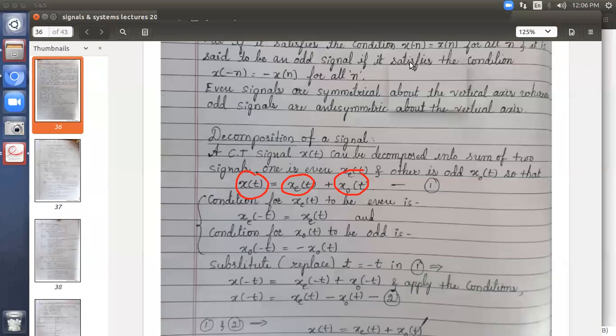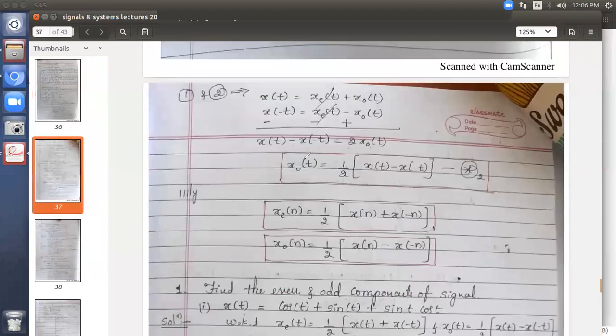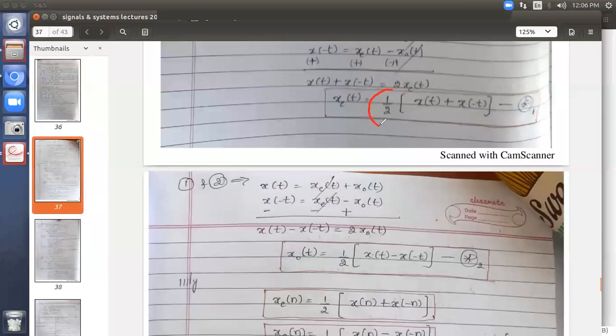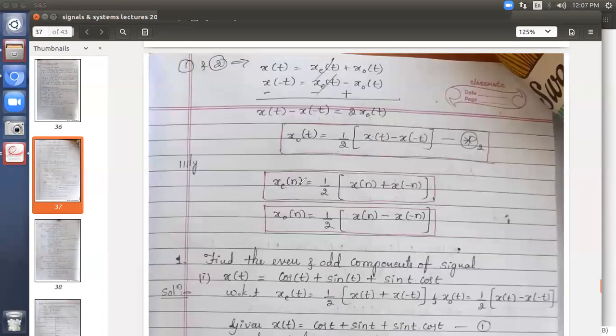When we tried to analyze this, we got two equations, even and odd. To find the even signal, we take the original signal x of t, we take the reflection of it, we add both, and we halve the amplitude. Then we get the even component of the signal. Similarly, for the odd component, we take the original signal, we take its reflection, we subtract both signals, and we halve the amplitude. We get the odd part of the signal. Similarly, for discrete time, the procedure is the same, only t is replaced by small n.